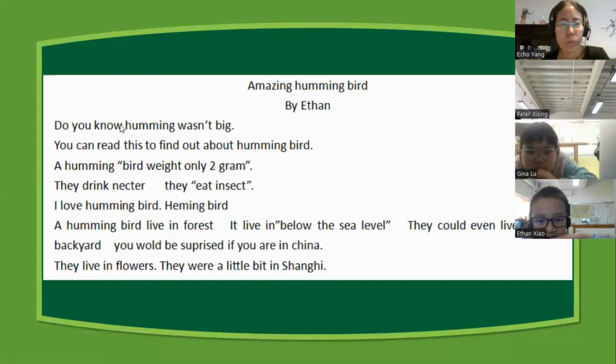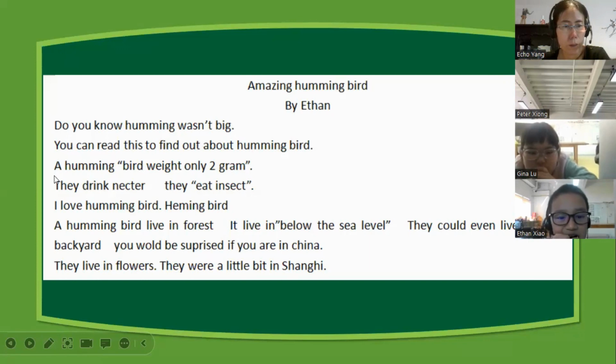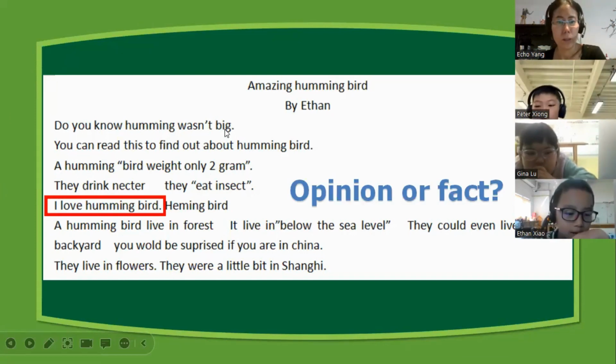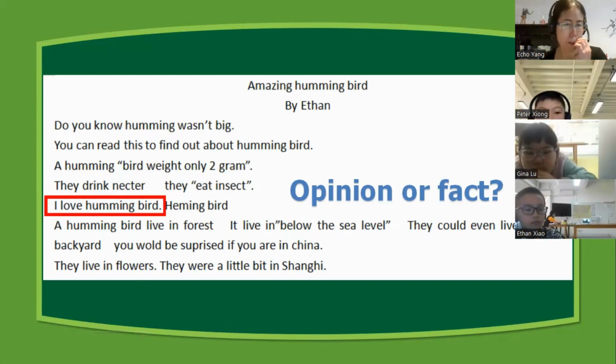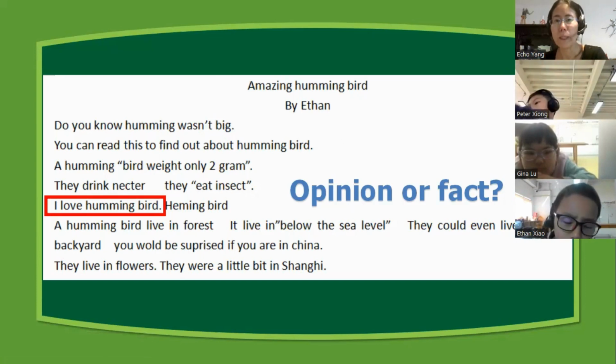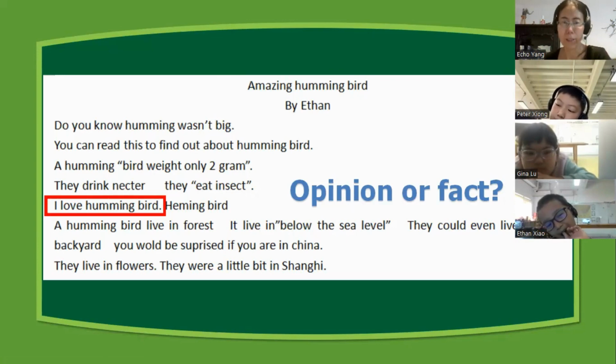So here. So I see you got the introduction, and then you wrote a paragraph about what they look like, and then you wrote something about where they live. And now look at the sentence. I love hummingbirds. So tell me, Easton, is this an opinion or is this a fact? Opinion. Okay, so can you include your opinion in the middle of your writing? This is the research report. So where can you put the opinion sentence in the research report?